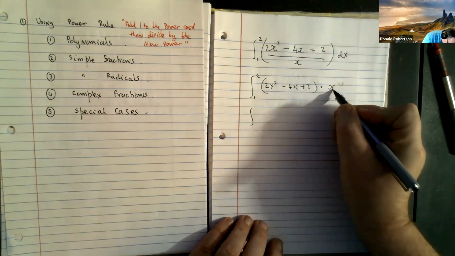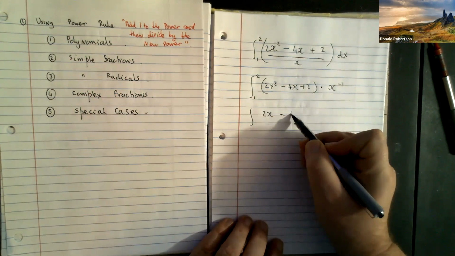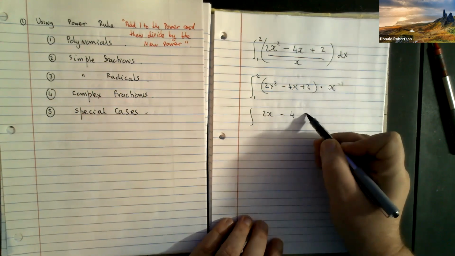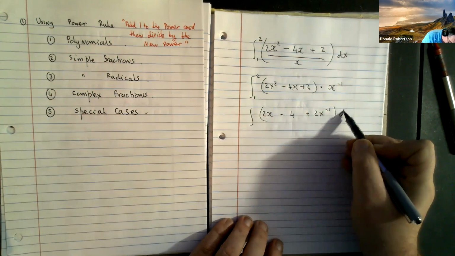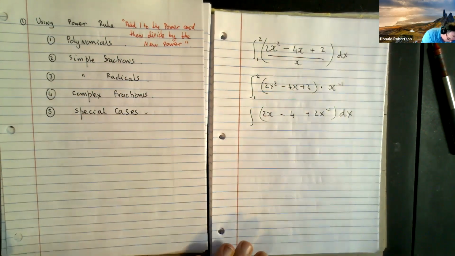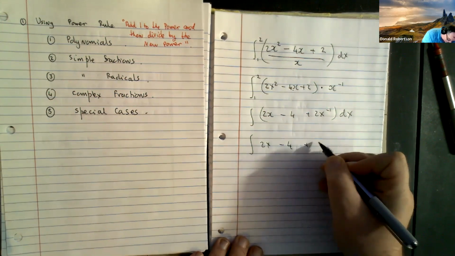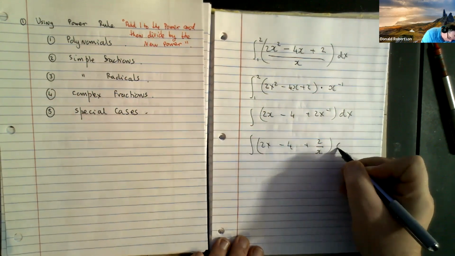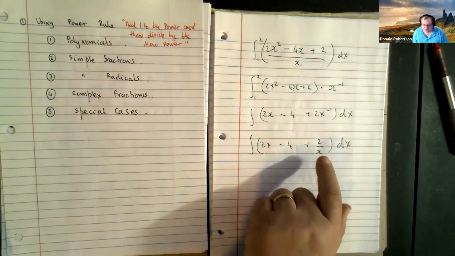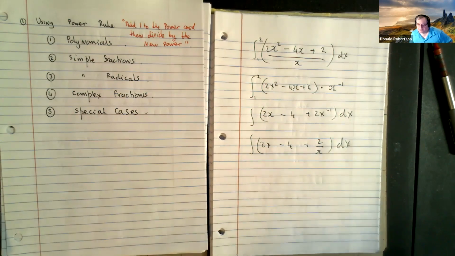Now, if you multiply this by this, you get 2x. If you multiply this by this, you get -4. And if you multiply this guy by this, you get 2x and -1. And then I noticed that this last term is not going to be a power rule. I need to rewrite it in this format.